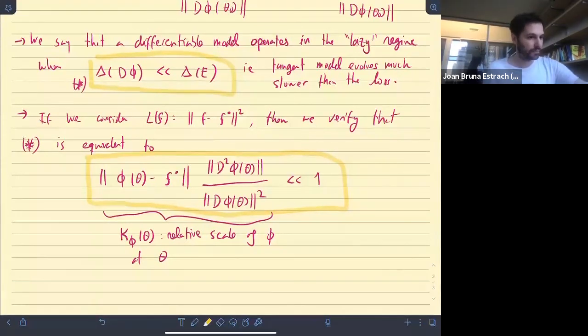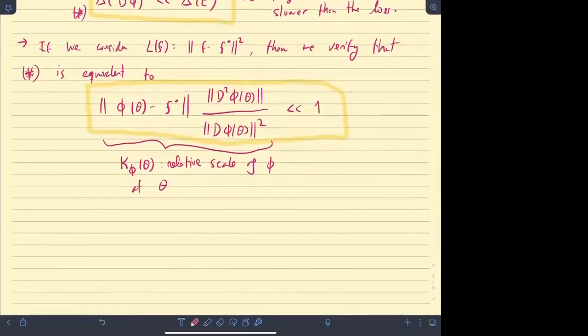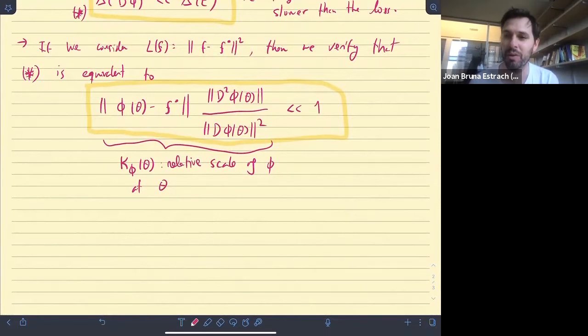So how can we now make this quantity precise? There's a question, John. Yes, phi is differentiable, so you can compute the first and second order derivatives. Think about phi as morally a neural network where the activation function admits a first derivative and second derivative.